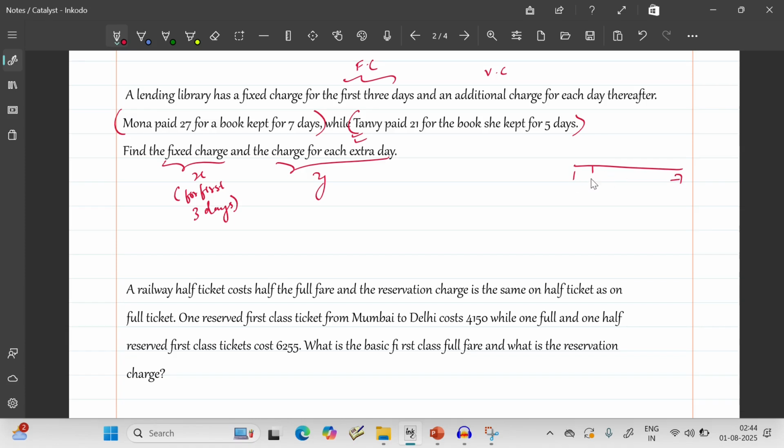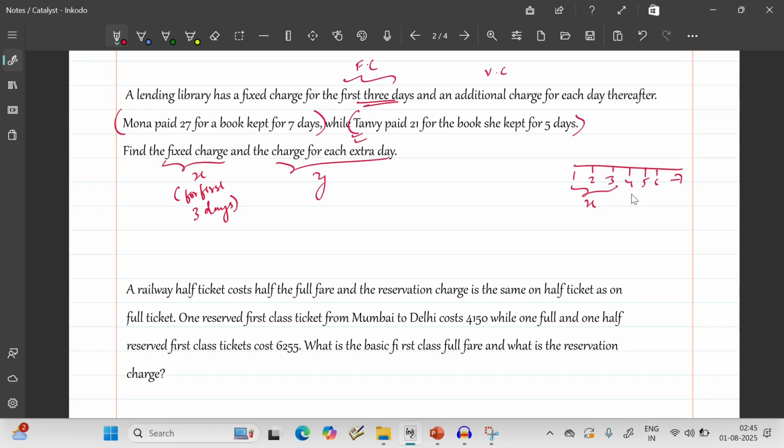Now what is the thing? 1, 2, 3, 4, 5, 6, 7, right? So for the first 3 days, how much money she has to pay? X rupees. That is what they told. For the first 3 days, we have a fixed charge. And what is our fixed charge now? X. Maybe 5 rupees, 10 rupees, depends upon what the library is charging basically. Okay, so now we are assuming it to be X. So for the first 3 days, it will be X rupees, right?